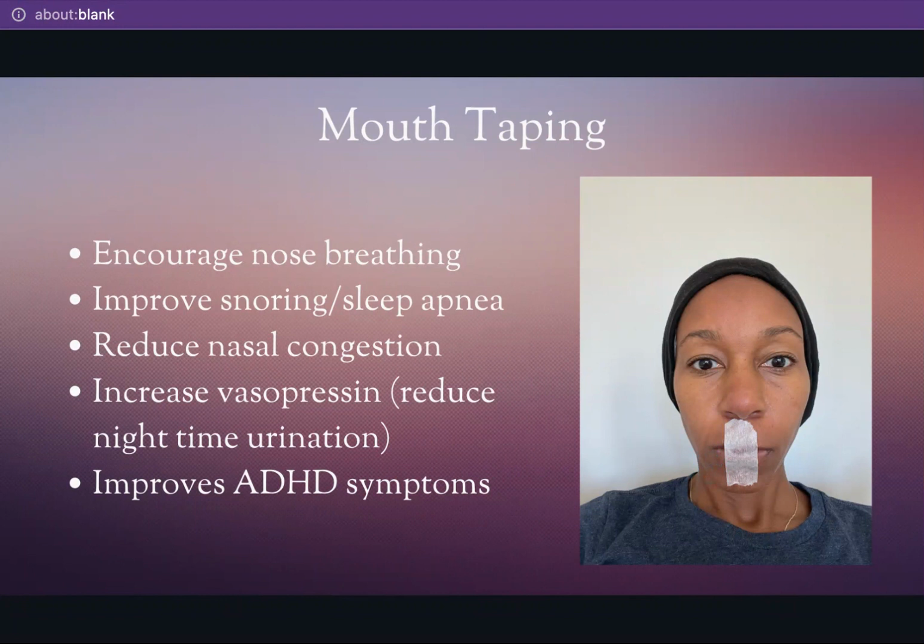So humans were designed to breathe through their nose, not through their mouth. Mouth is for eating. Nose is for breathing. When you breathe through your nose, number one, your nose is designed to filter allergens, right? So that's why you have those hairs in your nose. Your nose pressurizes the air that comes into your body, so you get air deeper into your lungs. It also warms that air.